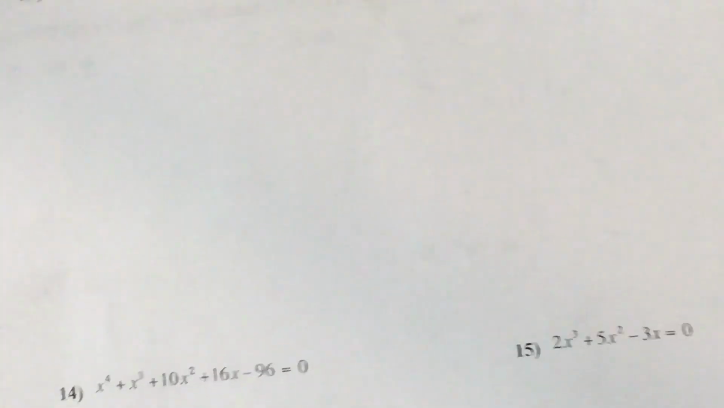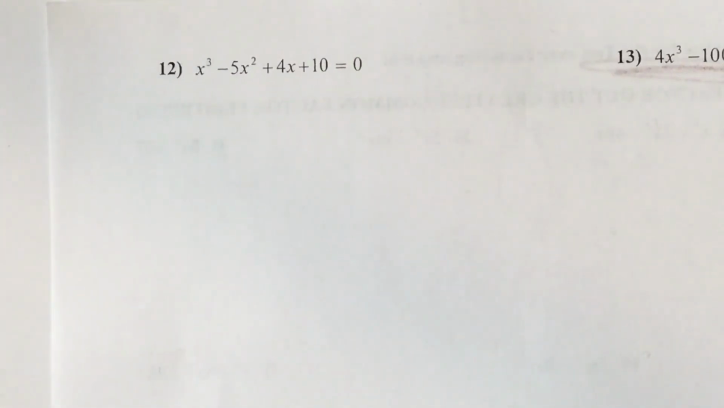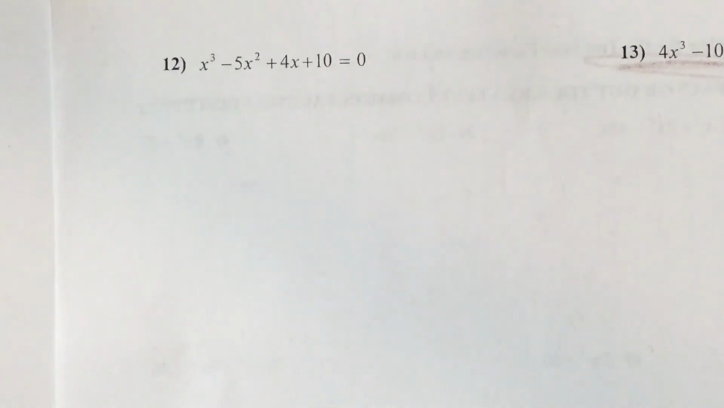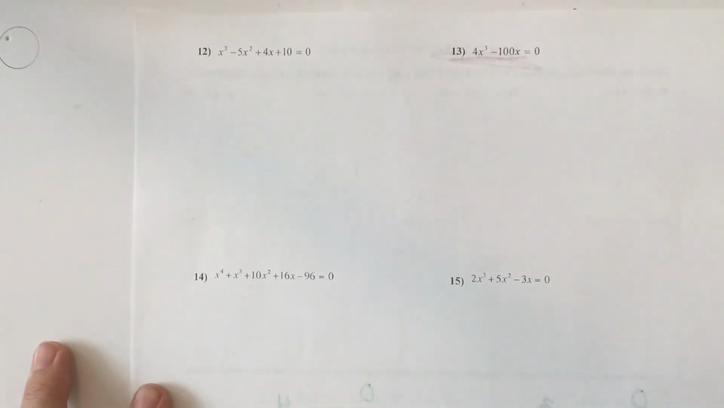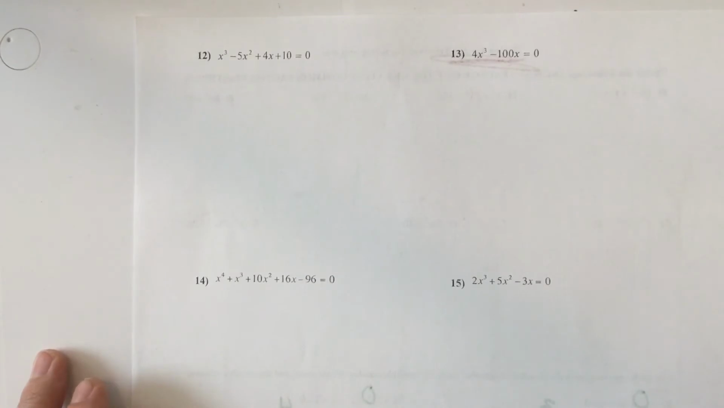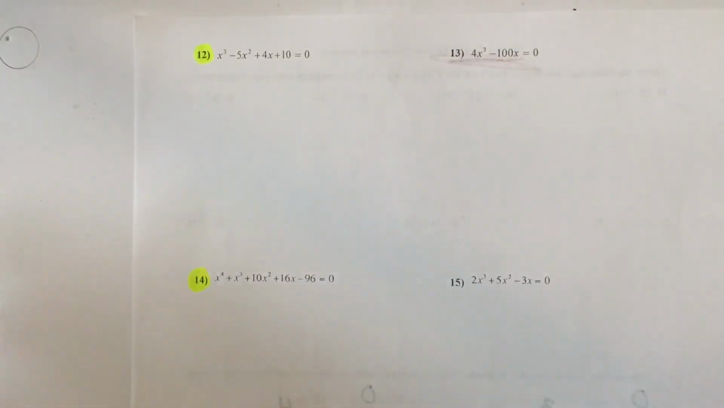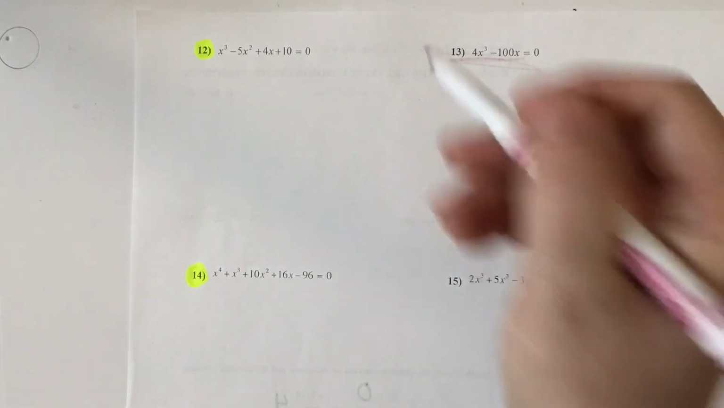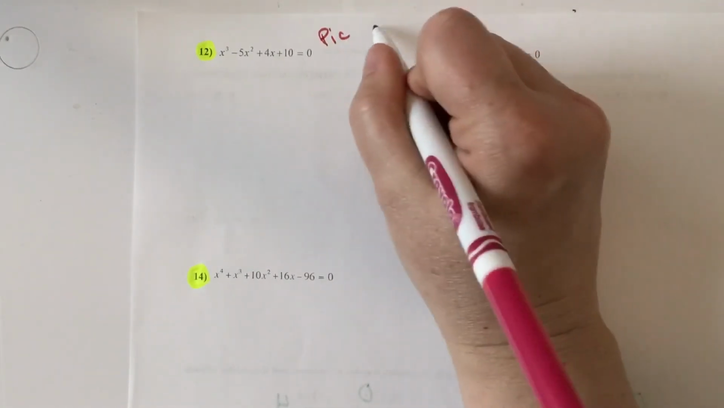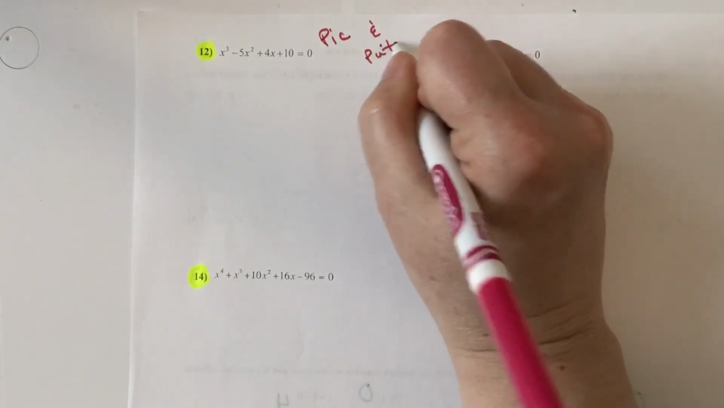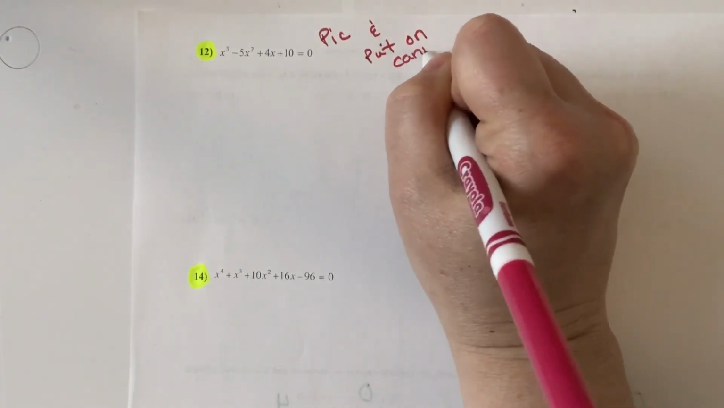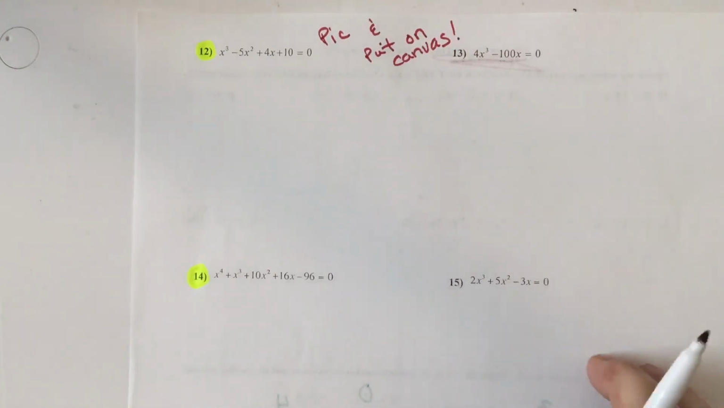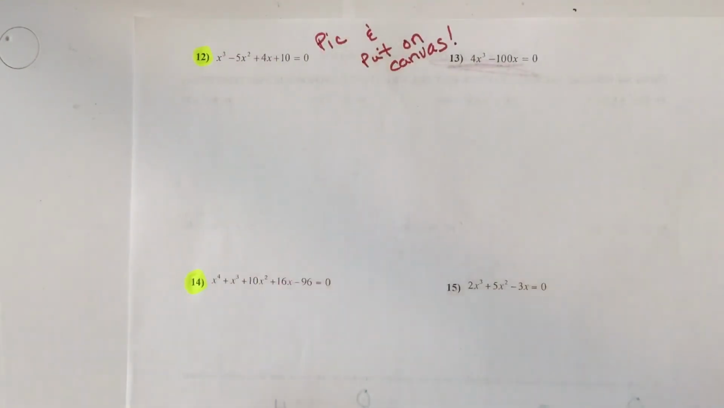Okay, so on the back side, I want you to try number 12 and number 14. So if you've got the paper printed, then do it on there. If you don't, just grab a piece of paper and try the 2 problems on your piece of paper, work them out, and then I'm going to have you take a picture of your work again and put it on Canvas. Okay, so number 12 and number 14.